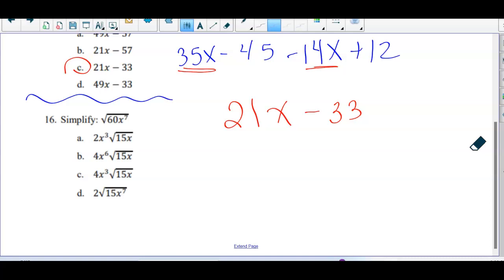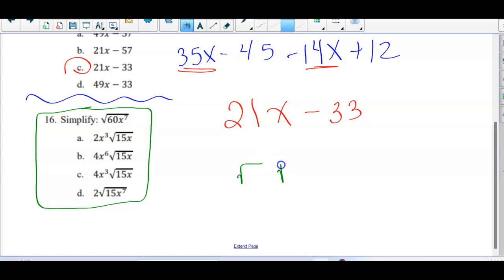We're on number 16. This is simplifying radicals from module 5. 5 was exponents. I'm going to find the largest perfect square factor of 60, which is 4, and 4 times 15 is 60. For the exponents, I need to find the largest even number, because that's a perfect square. That would leave x to the first. So x to the 6th, x to the first, from properties of exponents, which was module 5.